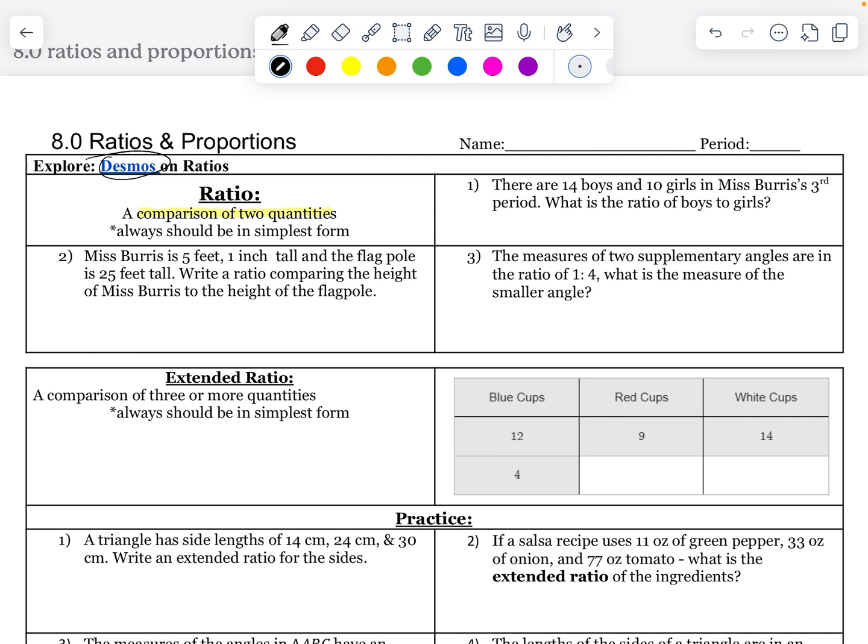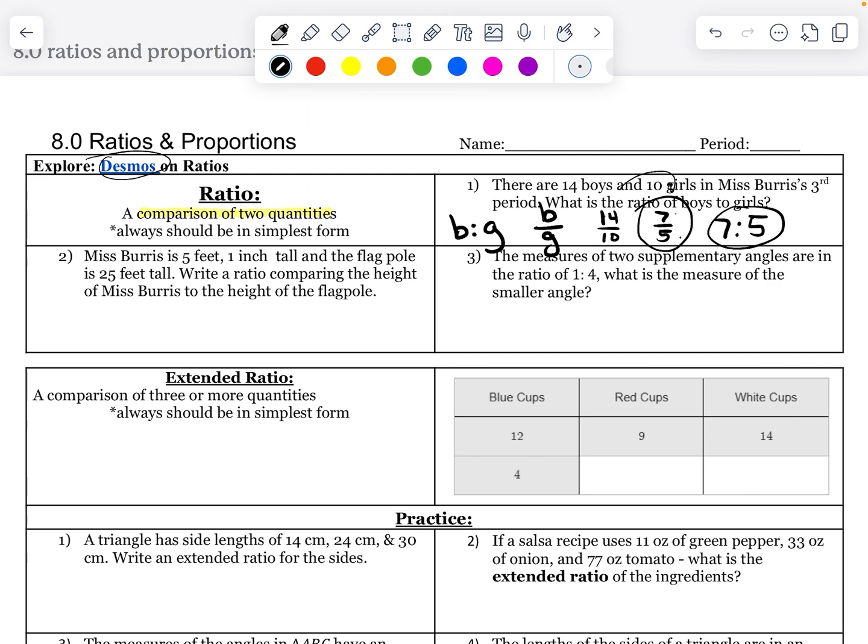So let's say there are 14 boys and 10 girls in Miss Burris's third period. What's the ratio of boys to girls? So it needs to be boys to girls, okay? So that is how you say those. Or, if you make it a number, 14 to 10, I'm going to make it a fraction, 14 over 10, which in simplest form is 7 over 5. So that would be a ratio of 7 to 5. That is the ratio of boys to girls in Miss Burris's class.